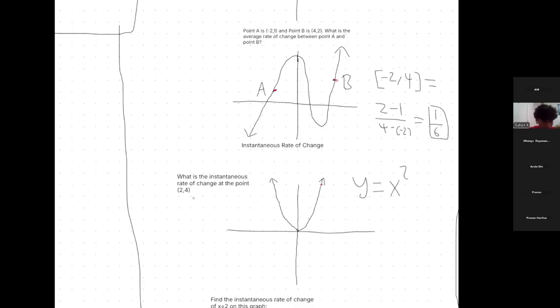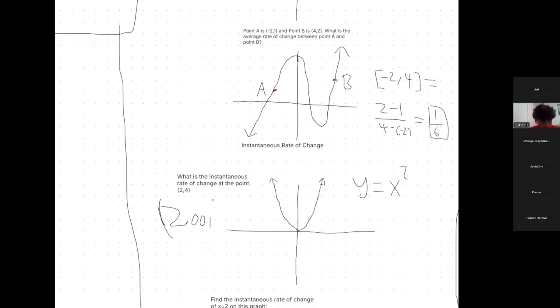So a really close value that I would choose is 2.001. So that's really close to 2, right? And now we have to plug in our rate of change formula. But what's one thing we're missing? We have the x value of our second point, and we have the x value of our first point. We have the y value of our first point, but we don't have the y value of our second point. Now, how do we find that?